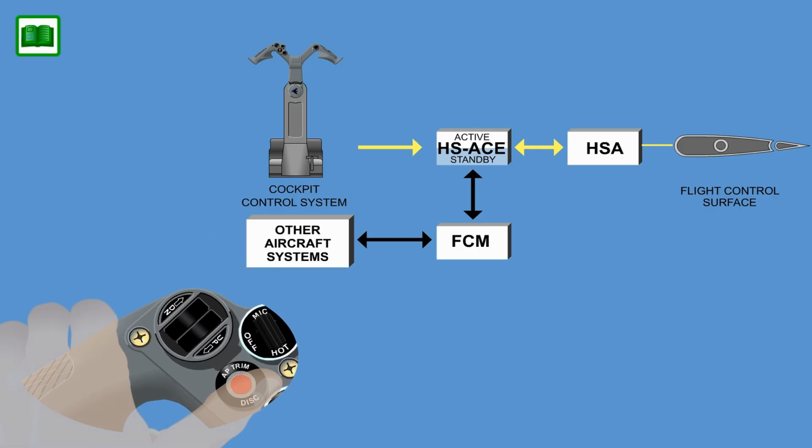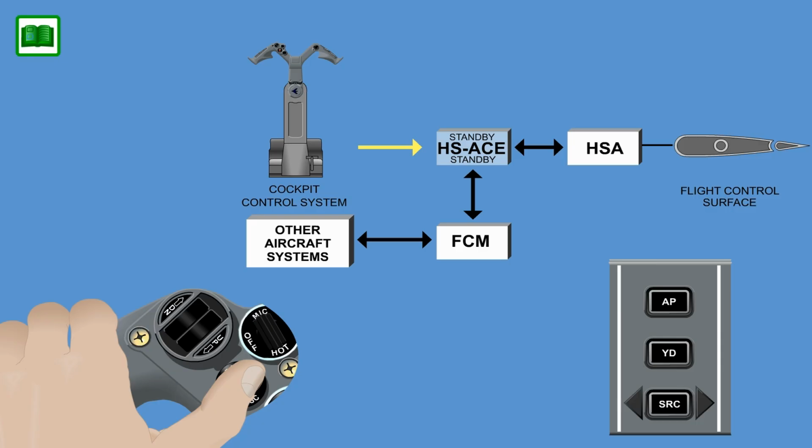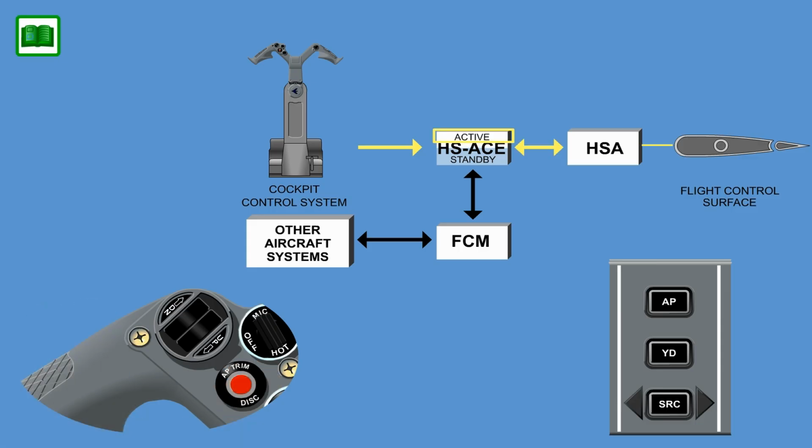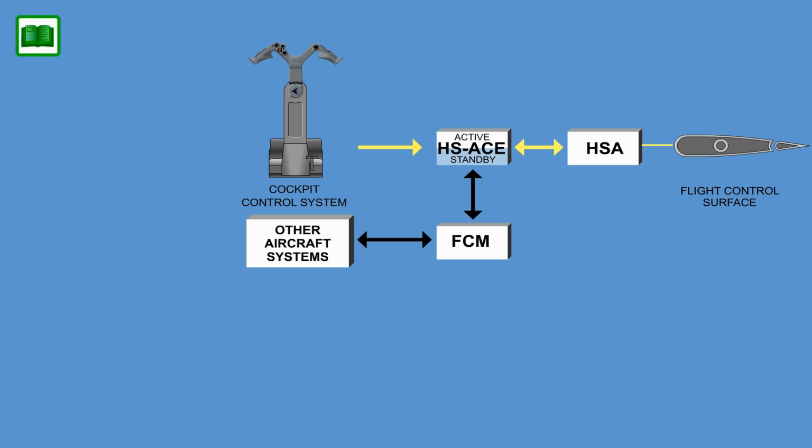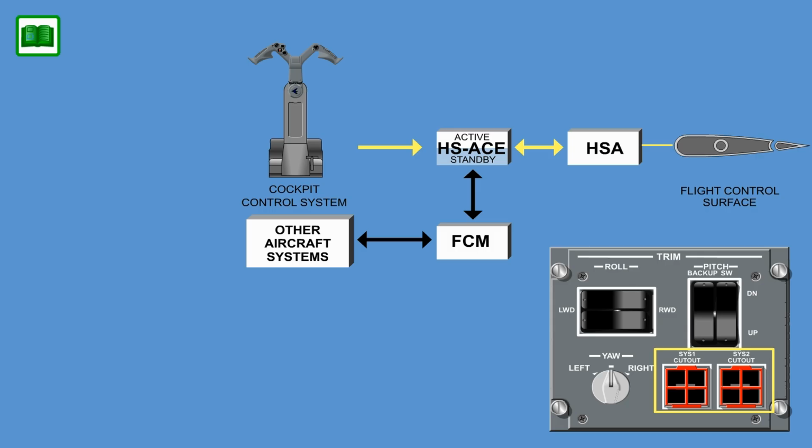Pushing the pilot's or co-pilot's quick disconnect switch on the control yoke will disable both horizontal stabilizer ACE channels as long as the switches remain depressed, thus disconnecting the autopilot and stopping any active trim command. Releasing the switch will activate the channel again. Two pitch trim cutout switches are located on the trim control panel in the cockpit. Pressing the buttons will disable the respective horizontal stabilizer ACE channel, switching it off. The other channel will then become the active channel.